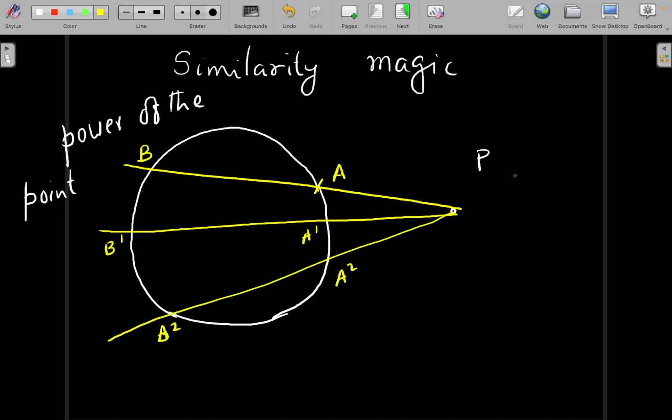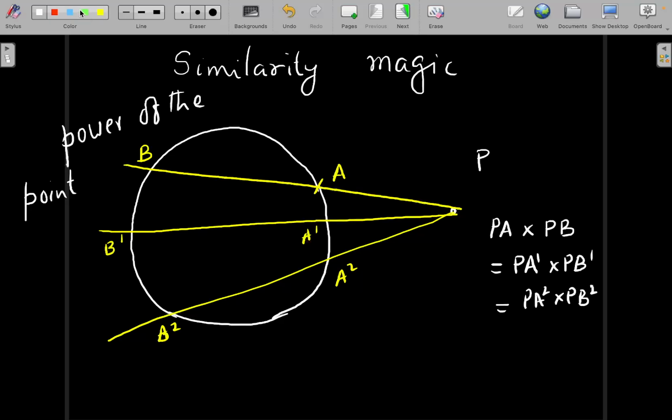And the theorem says that PA multiplied by PB doesn't change as you draw different lines. So this is also equal to PA1 into PB1, and that is also equal to PA2 into PB2. So very nice theorem.